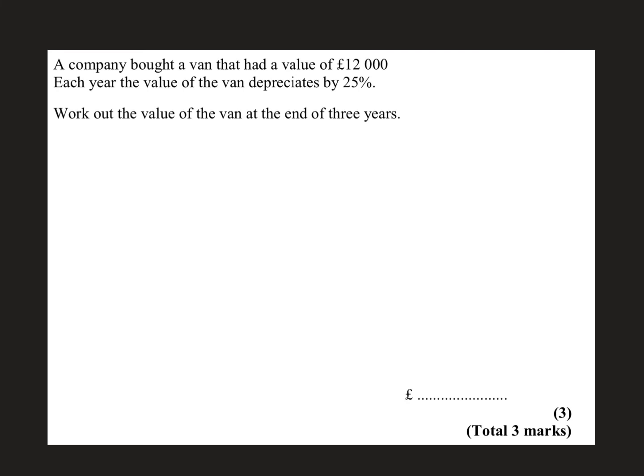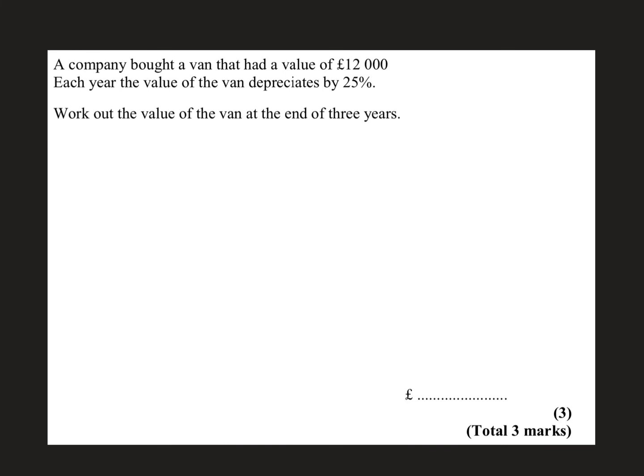So a company bought a van that had a value of £12,000. So it started off at £12,000. Each year, the value of the van depreciates by 25%. It says work out the value of the van at the end of 3 years.